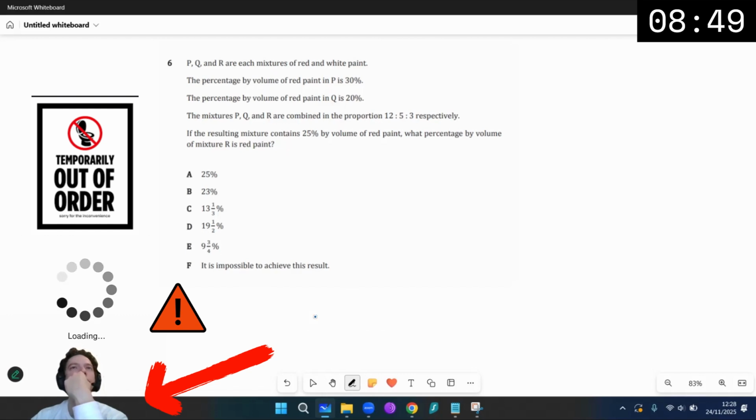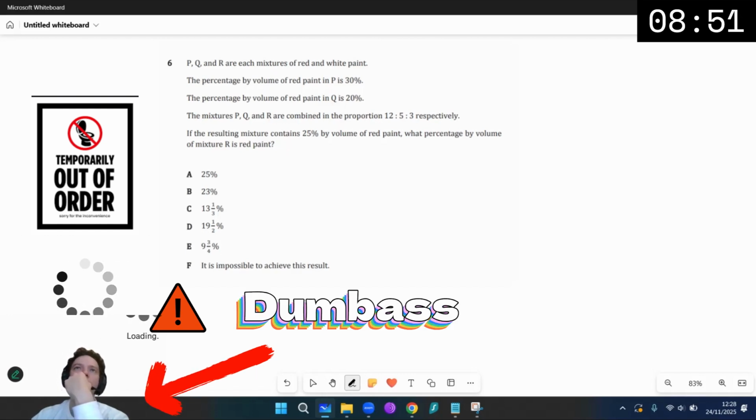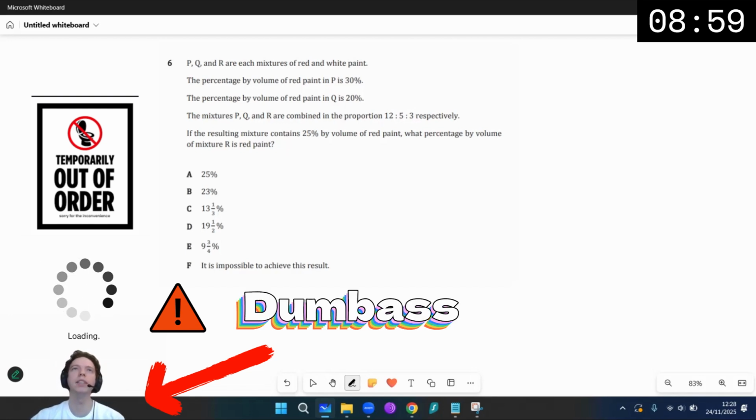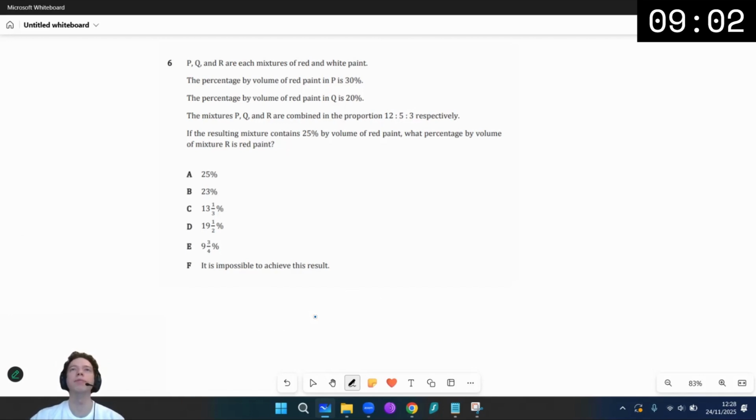I mean, 12 and 5. Okay. Well, say 12 units of P and 5 units of Q and 3 units of R are combined, right? So if it's 12 units of P, overall there is 12 plus 5 plus 3 equal parts, so 20 parts. Okay, 20 equal parts in total, so that's the total amount of paint.